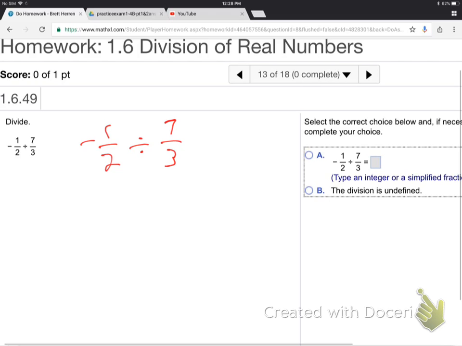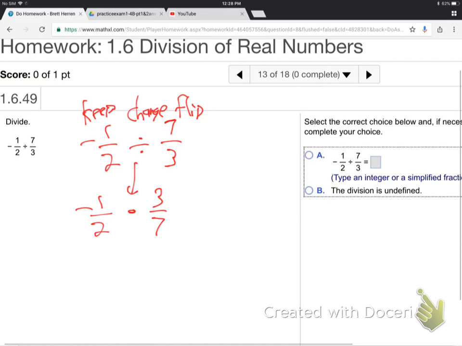Now they want an actual answer. They don't want just a rewrite. They want you to go all the way to the end and get an answer now. So go ahead and do that. And you know what to do. Keep, change, flip, and then finish from there. In other words, keep this one the same, change the one in the middle and flip the one out here. So change to times and flip the one on the right.